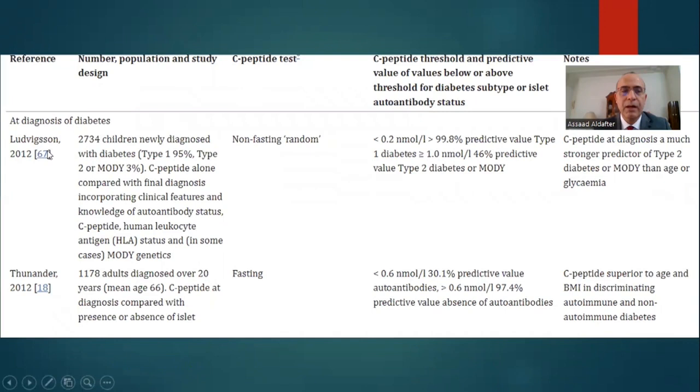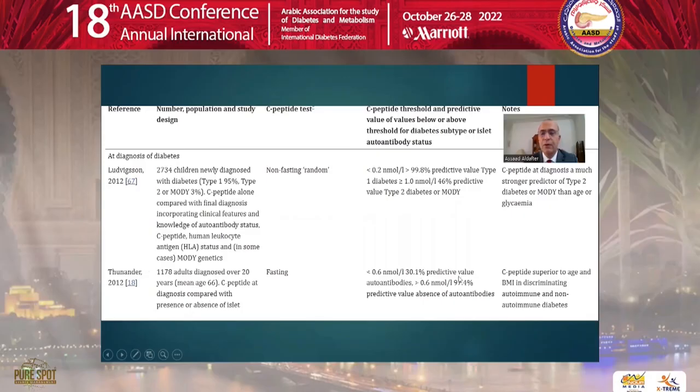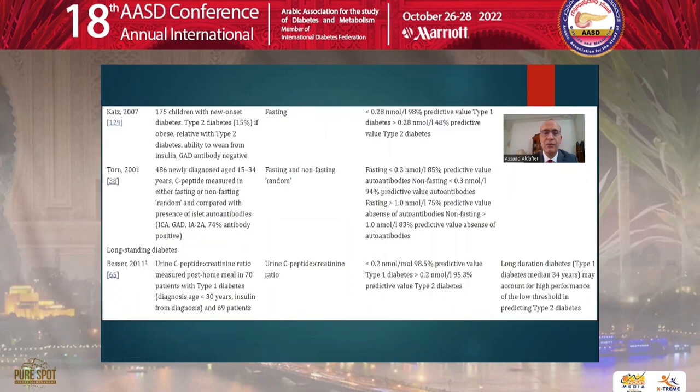This is a group by Levy, and they studied 2,800 patients. They found that C-peptide at diagnosis is a much stronger predictor of type 2 diabetes or MODY than age or glycemia, almost 99.8%. The group also found that C-peptide is superior to age and BMI in discriminating autoimmune and non-autoimmune diabetes. The C-peptide level is highly correlated with the presence or absence of antibodies at diagnosis.